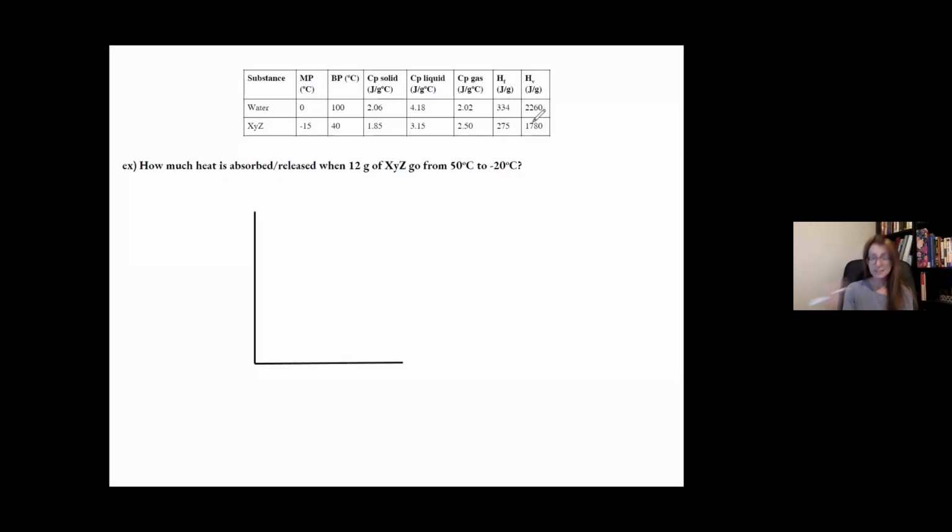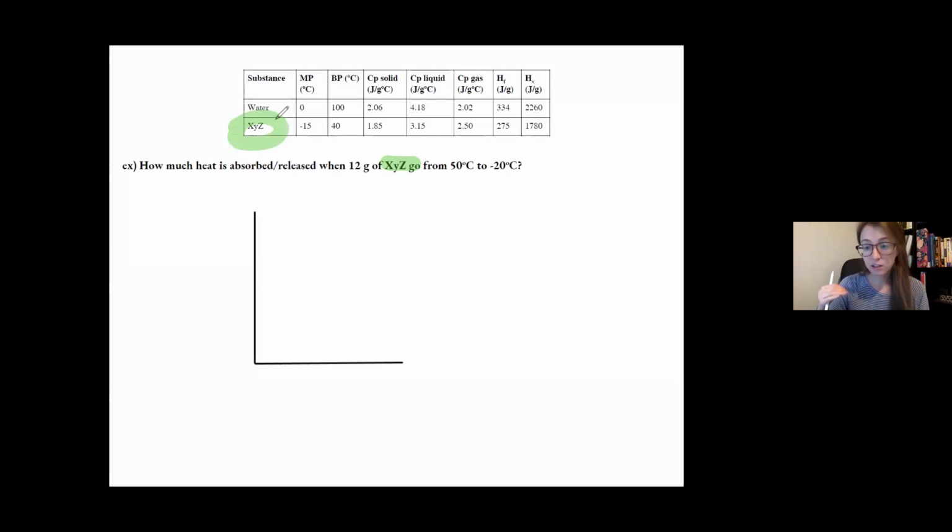Okay, last thing we can do here is have you do these same types of problems, but for something other than water. So I made a substance up called XYZ. And in this problem, we're going to be using this made up substance, but doing the same type of thing. Maybe it's one step, maybe it's 5 steps, maybe it's somewhere in between.